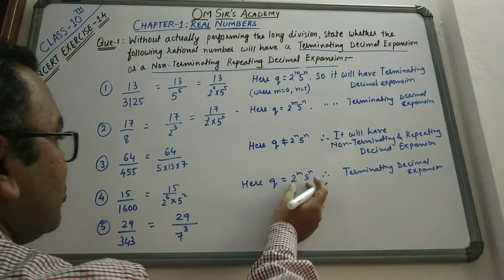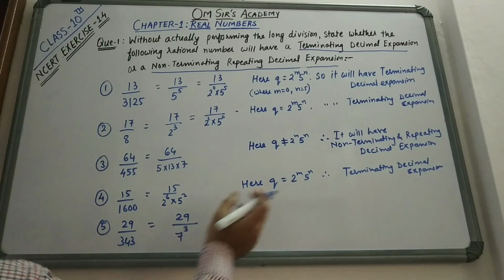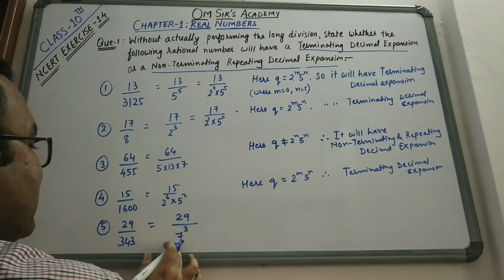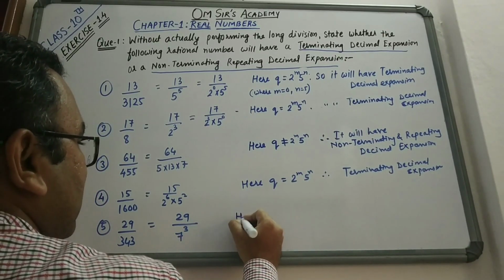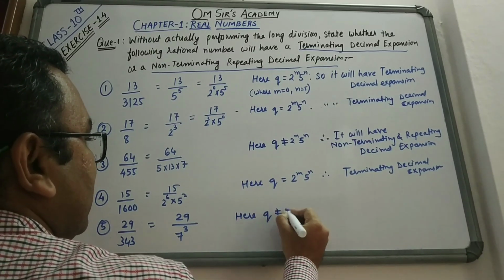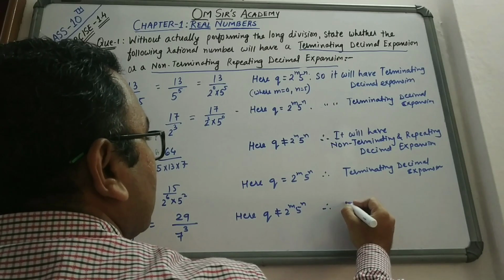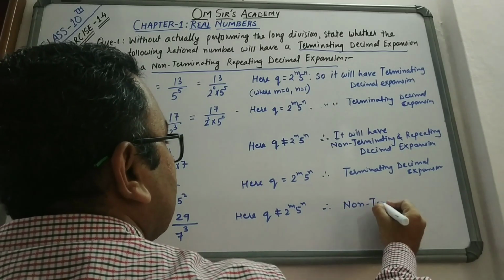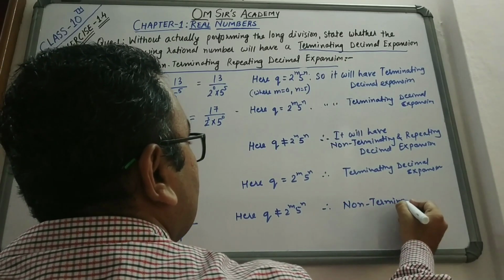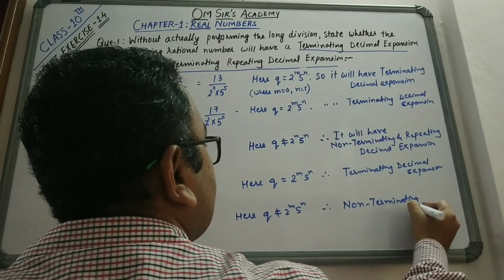We need what? 2 raised to m and 5 raised to n. Apart from this 2 and 5 as a prime factor, there is 7. So here we will write that q is not equal to 2 raised to m and 5 raised to n. Therefore, it will have what? Which type of non-terminating and repeating decimal expansion?